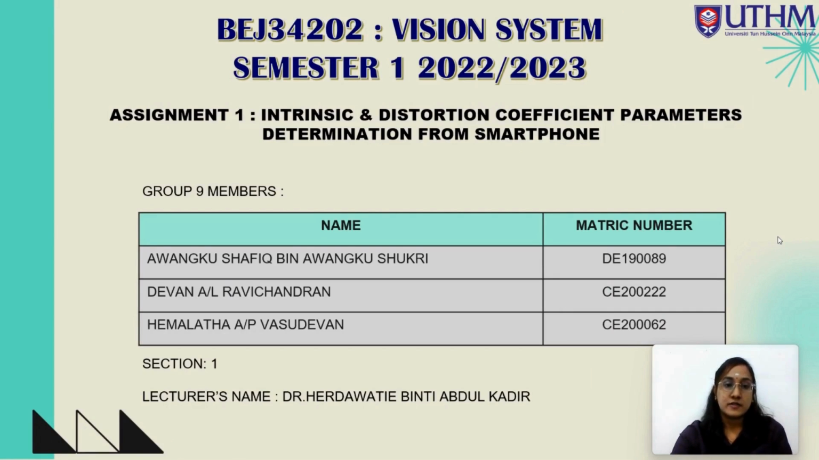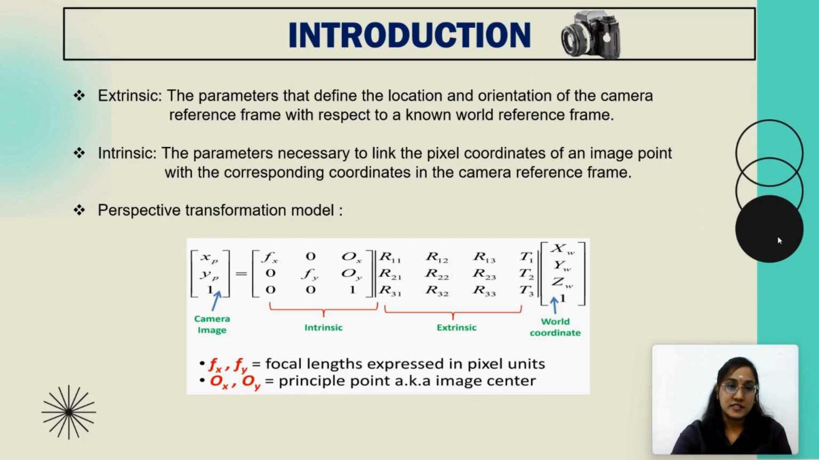We'll be presenting on our assignment 1 entitled Intrinsic and Distortion Coefficient Parameters Determination from Smartphone. I'm the first presenter and my name is Himalata Vasudevan and my matric number is CE2062. So now I'll continue presenting on the introduction.